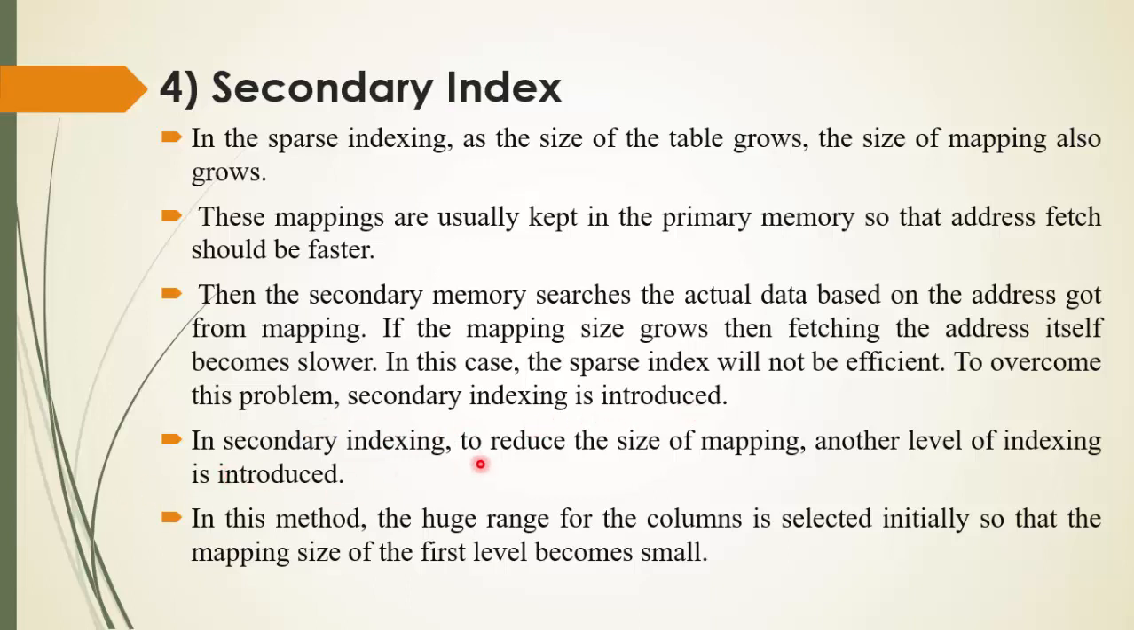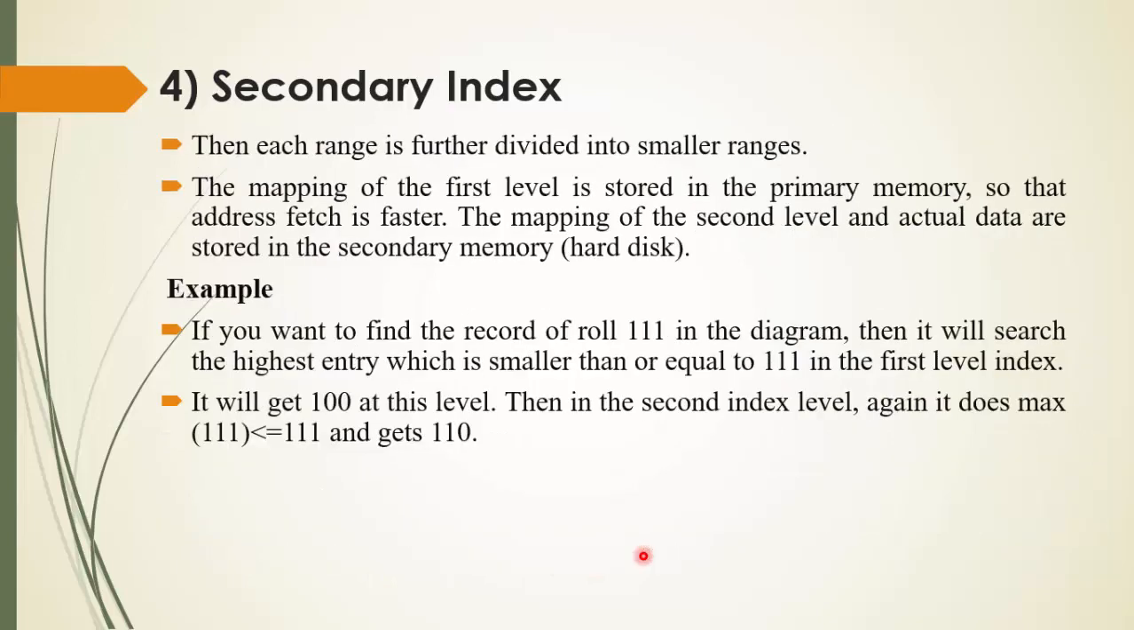In secondary indexing, to reduce the size of the mapping, another level of indexing is introduced. In this method, a huge range for the column is selected initially so that the mapping size of the first level becomes small. See in that example, each range is further divided into smaller ranges. The mapping of the first level is stored in the primary memory so that the address fetch is faster. The mapping of the second level and the actual data are stored in the secondary memory, in the hard disk, for example.